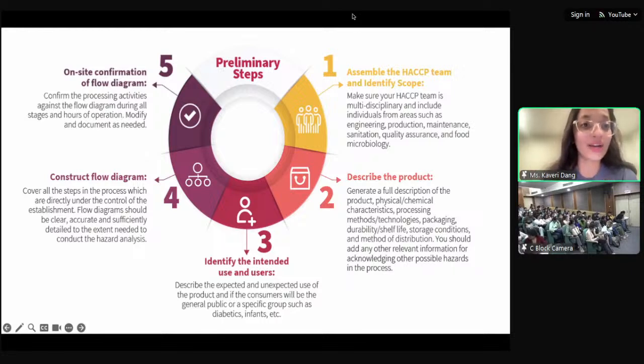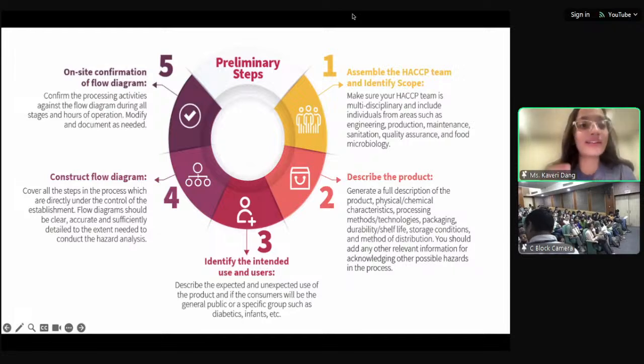What exactly our product is, what exactly is getting manufactured. What is the method of that food production? How are we determining the shelf life? What is the shelf life of that? How are we packaging the food? What are that food product's physical or chemical characteristics? And any other relevant information pertaining to that particular food product. The next one would be identifying the intended use and users.